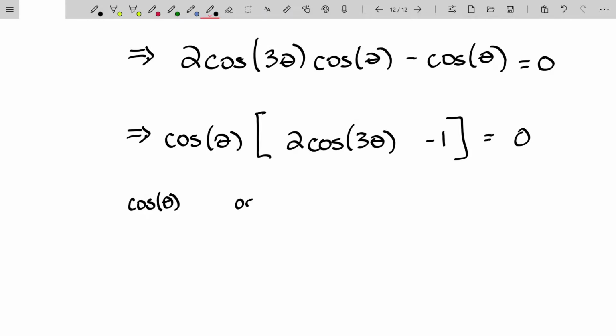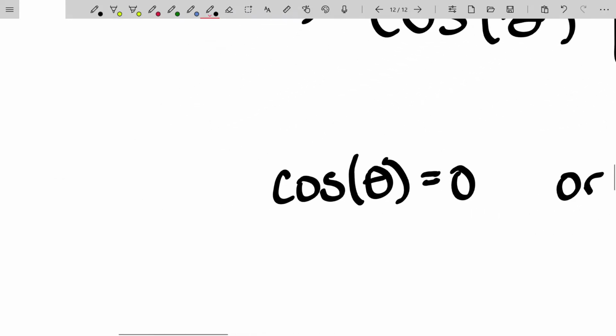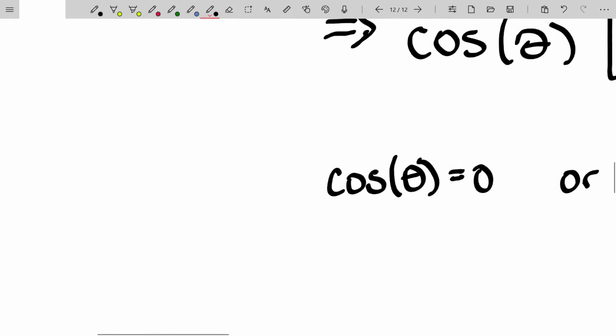Or 2 times the cosine of 3 theta is equal to 1. I'll just say it that way. Dividing by 2, we get this. Oops, I didn't write equals 0. Now that equals 0, that's an axial ratio or a quadrantal ratio.